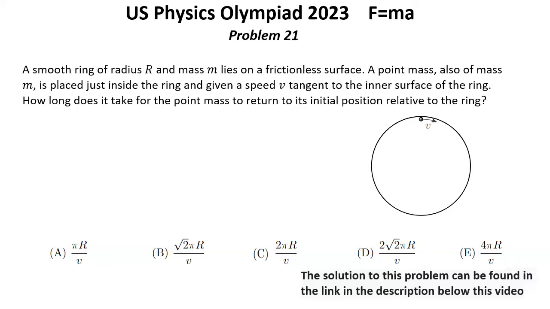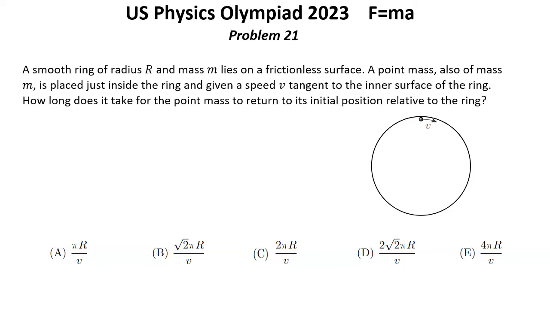Problem number 21. Smooth ring of radius r and mass m lies on a frictionless surface. A point mass also of mass m is placed just inside the ring and given a speed v tangent to the inner surface of the ring. How long does it take for the point mass to return to its initial position relative to the ring?